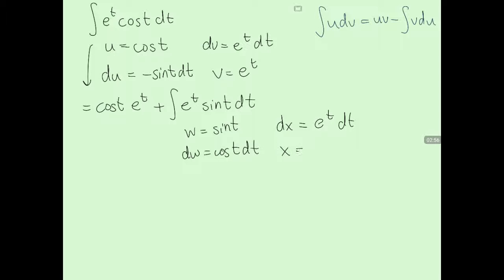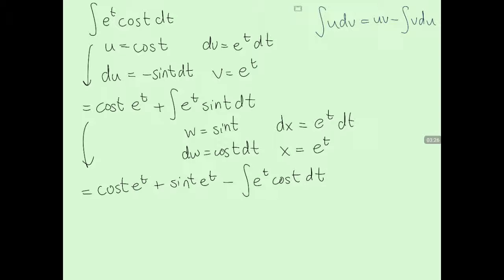It's integration by parts. So dx is going to be e to the t dt, and x is going to be e to the t. If we continue on, we see that we have cosine t e to the t plus sine t e to the t minus the integral of e to the t cosine t dt. As you can see, this is the exact same as this integral here.